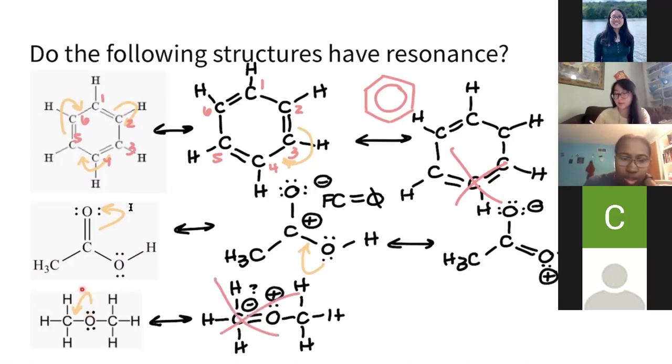You're going to see if you tried to move that lone pair over to the right instead of the left, same difference. This guy is not going to have a resonance structure. So no resonance structure. Any questions before we move on?